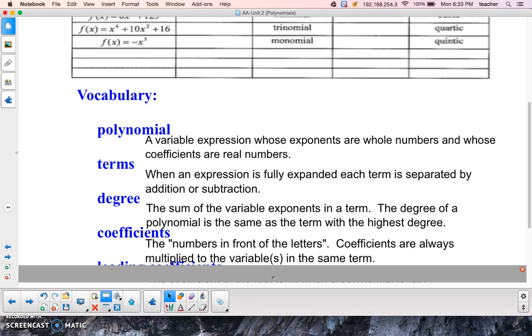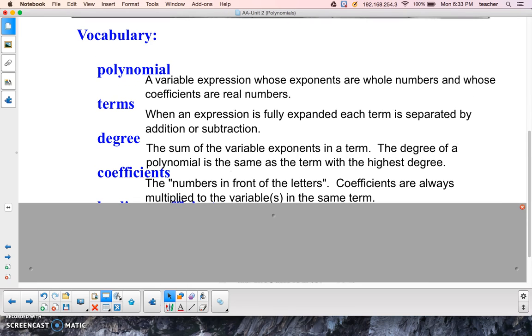Coefficients, I like to think of these as the numbers in front of the letters. Of course, technically these are variables and the coefficients are the number in front of them. Coefficients are always multiplied to the variables in the same term. And there is almost never a multiplication symbol there. So it's important that you know that that's the operation that's occurring.